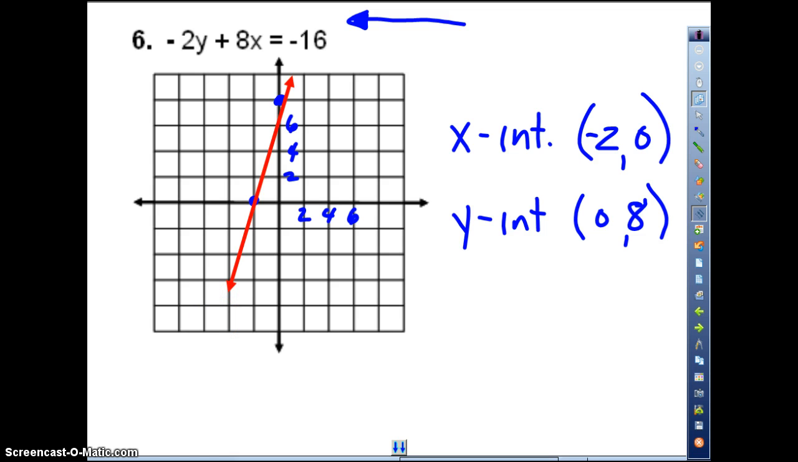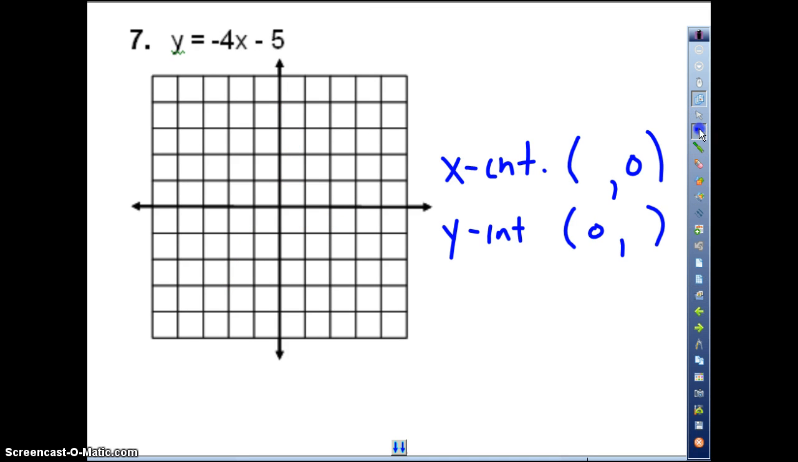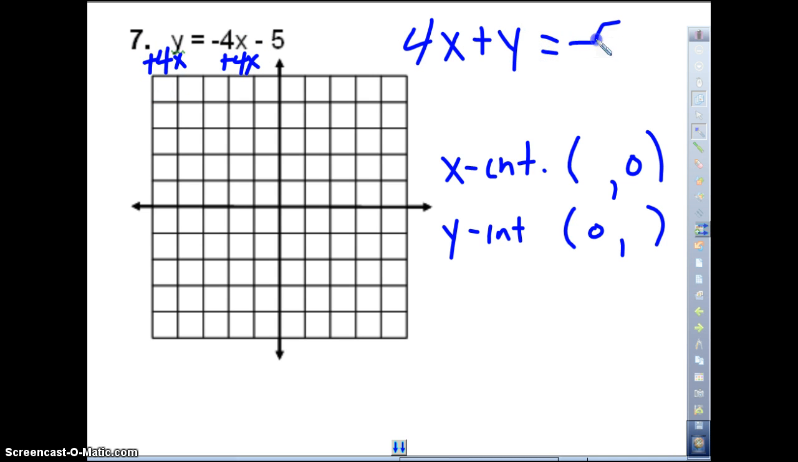Does your graph look like that? Okay. We're ready for 7. Let's put this thing in standard form first. What do I want to do? Yeah. We're going to add 4x to both sides. So I get 4x plus y equals -5. My y-intercept is where x equals 0. -5. So, yep, that's -5. My x-intercept is where y equals 0. What's my x-intercept? -1 1/4?